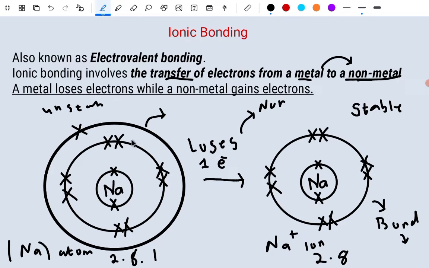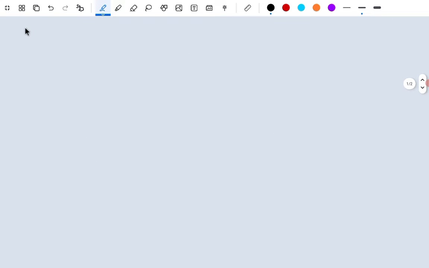So we're going to look at another thing. Let's hold this thought here, and then we look at another element called chlorine. Okay, let's look at chlorine.